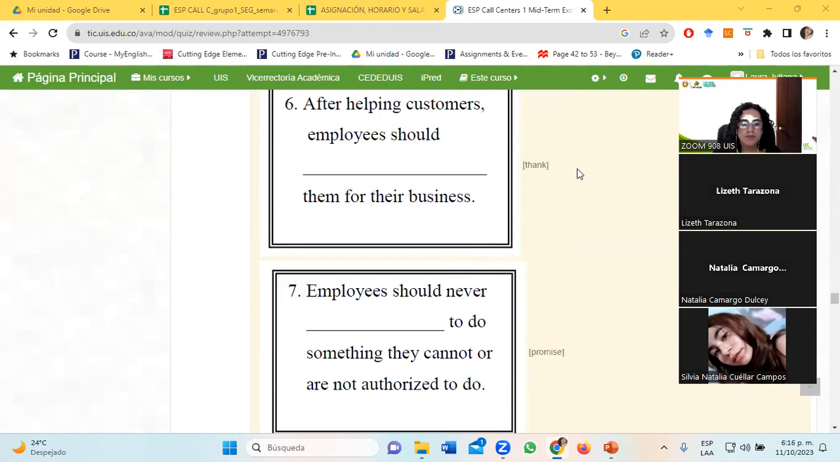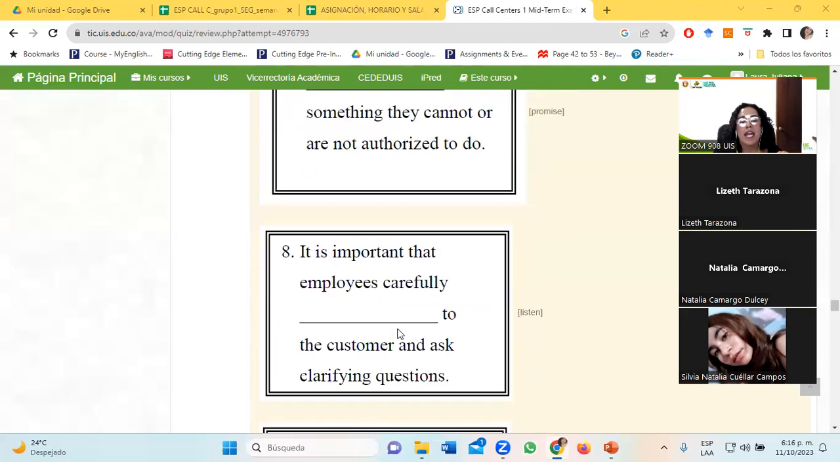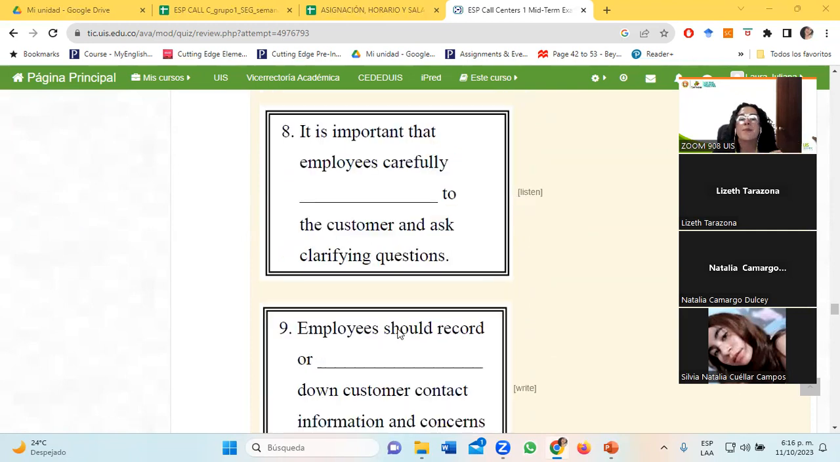Thank you for calling. Number 7, employees should never promise to do something that they cannot or they are not authorized to do. We already saw that in the previous part. 8, it is important that employees carefully listen to the customer and ask clarifying questions, right? First, listen, pay attention, and then you ask for clarifying questions.